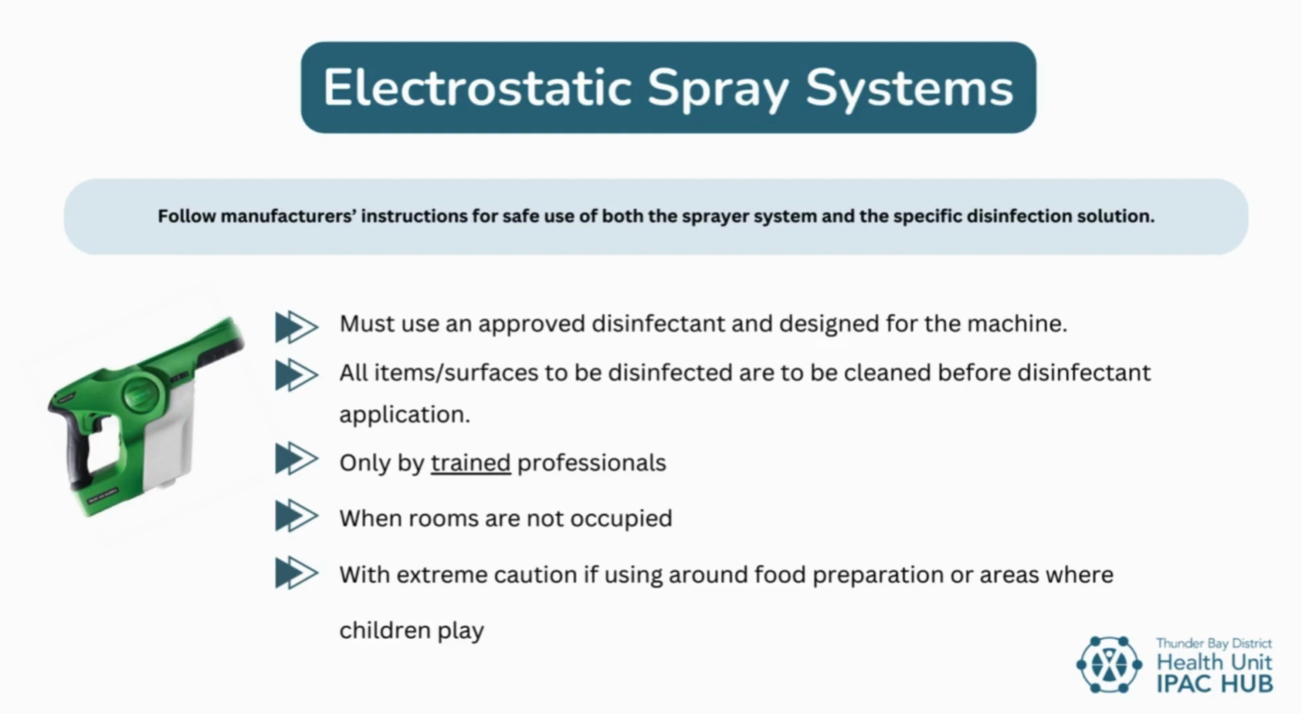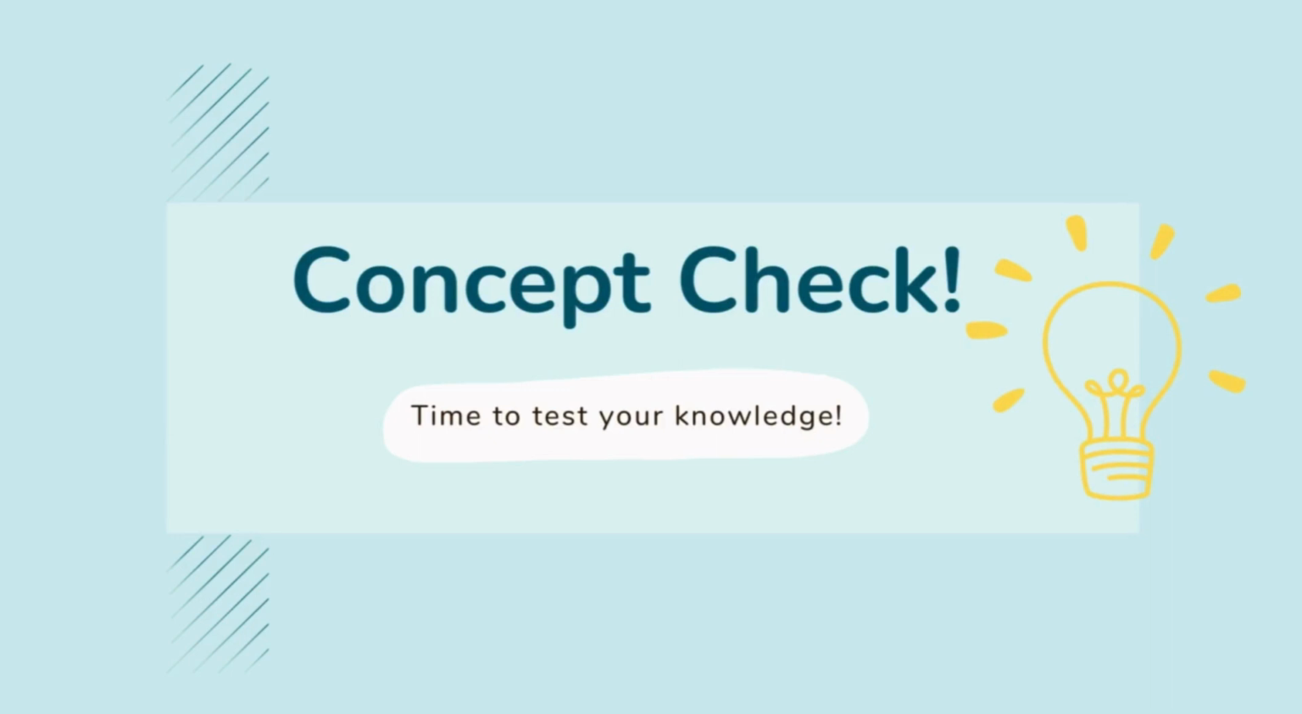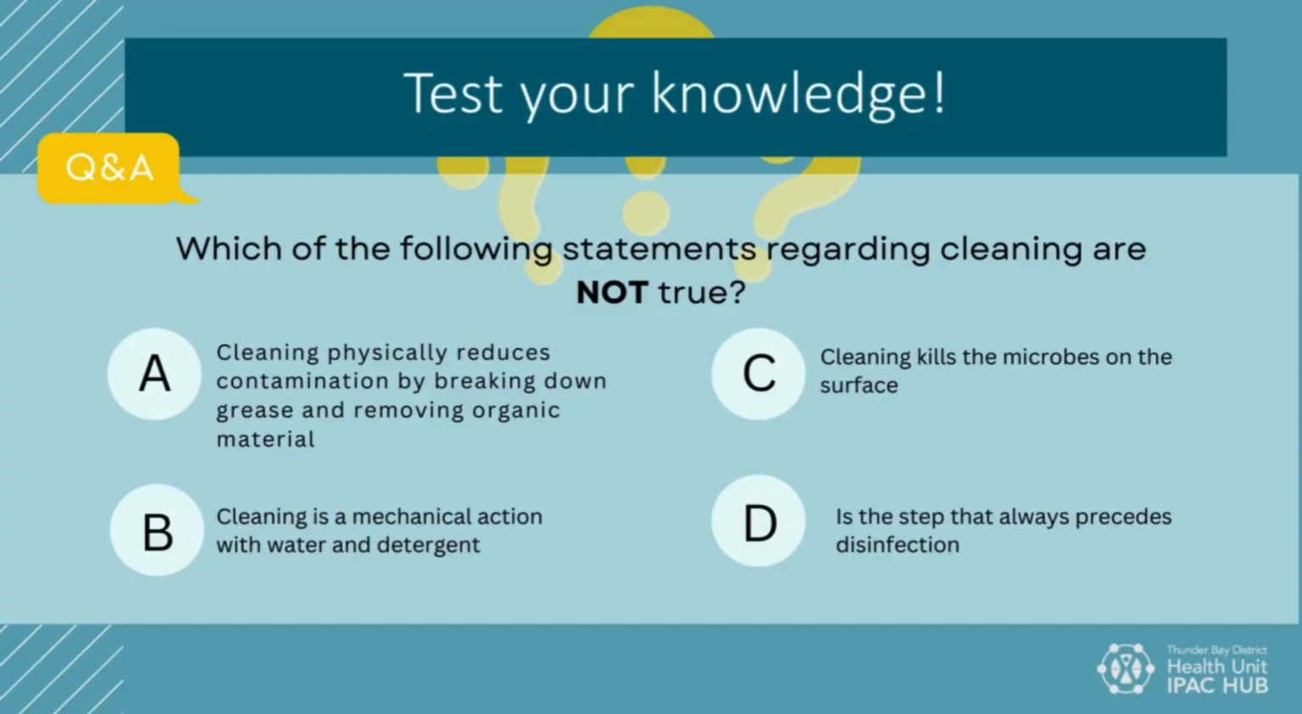Okay, great. Now that we've finished this section, we're going to go next to a concept check. So we're going to see what we've learned so far. Which of the following statements regarding cleaning practices is not true? A. Cleaning physically reduces contamination by breaking down grease and removing organic material. B. Cleaning is a mechanical action with water and detergent. C. Cleaning kills the microbes on the surfaces. And D. It is the step that always precedes disinfection.